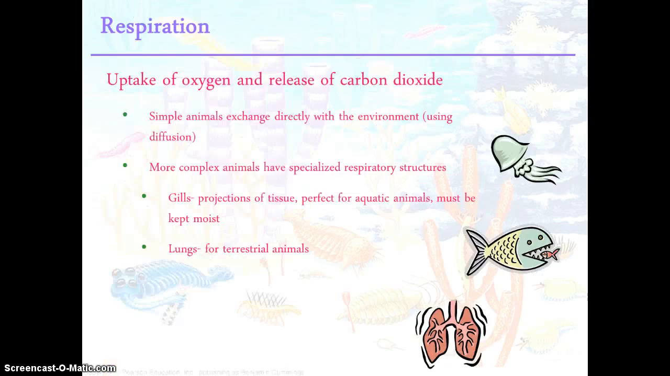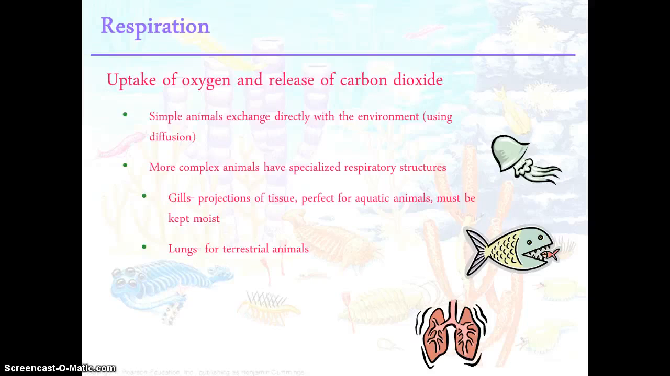Respiration for our basic animals. Okay, yes, they need oxygen. Yes, they're going to release carbon dioxide through respiration. Your simple animals exchange it directly with the environment using diffusion. So your worms, your annelids and your platyhelminthes, those would be through diffusion, exchange of gases. Your jellies, exchange of gases. Your sponges, exchange of gases. Those are examples of simple animals.